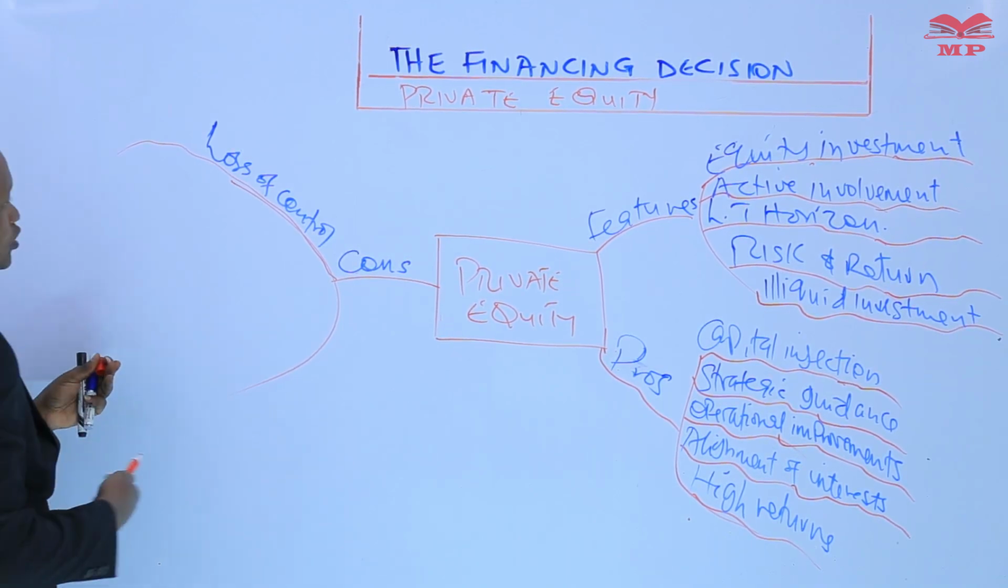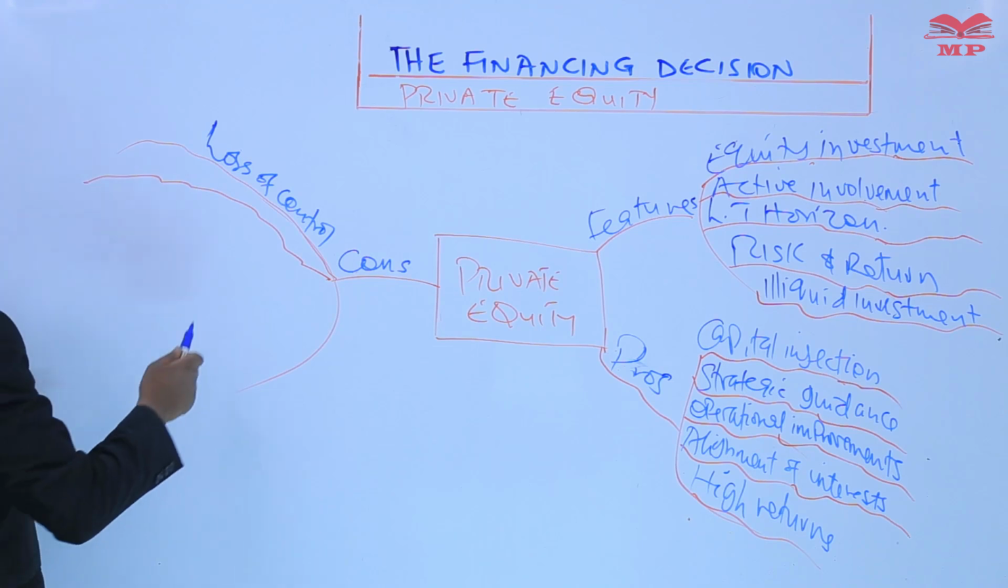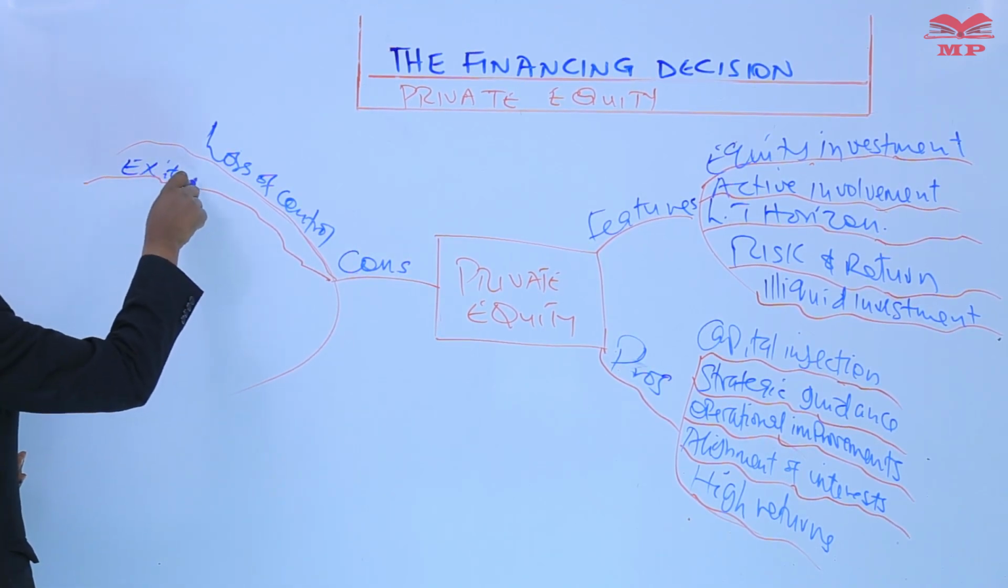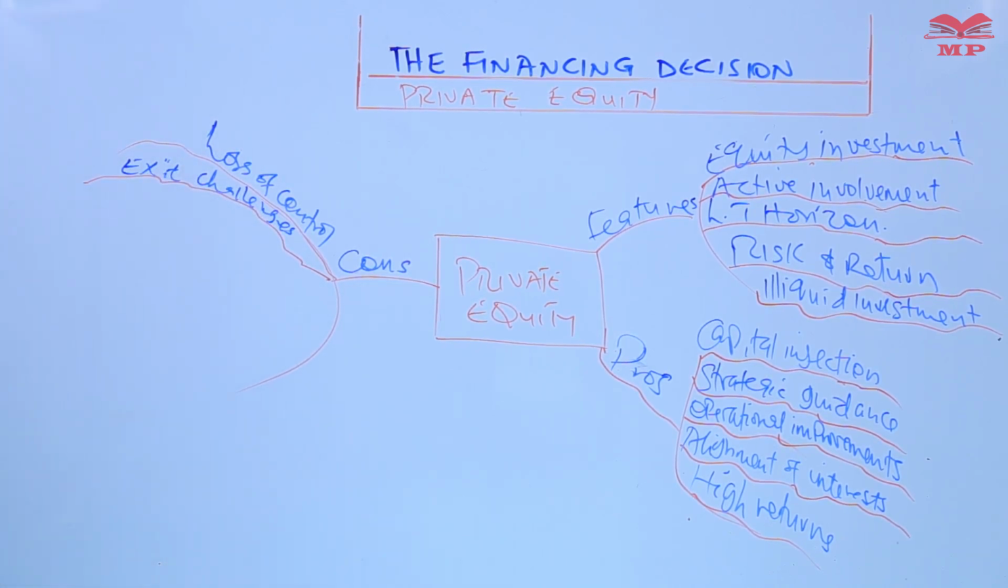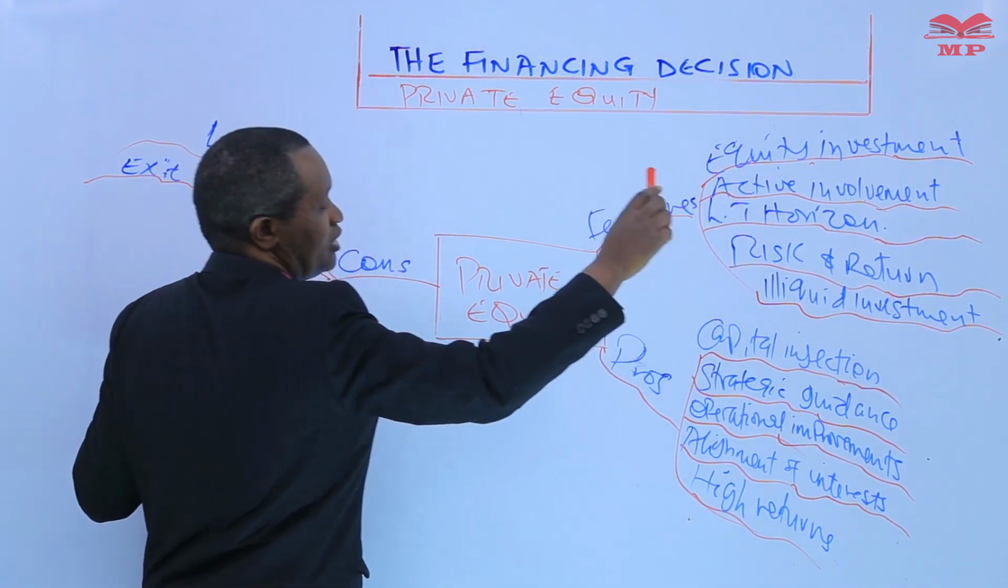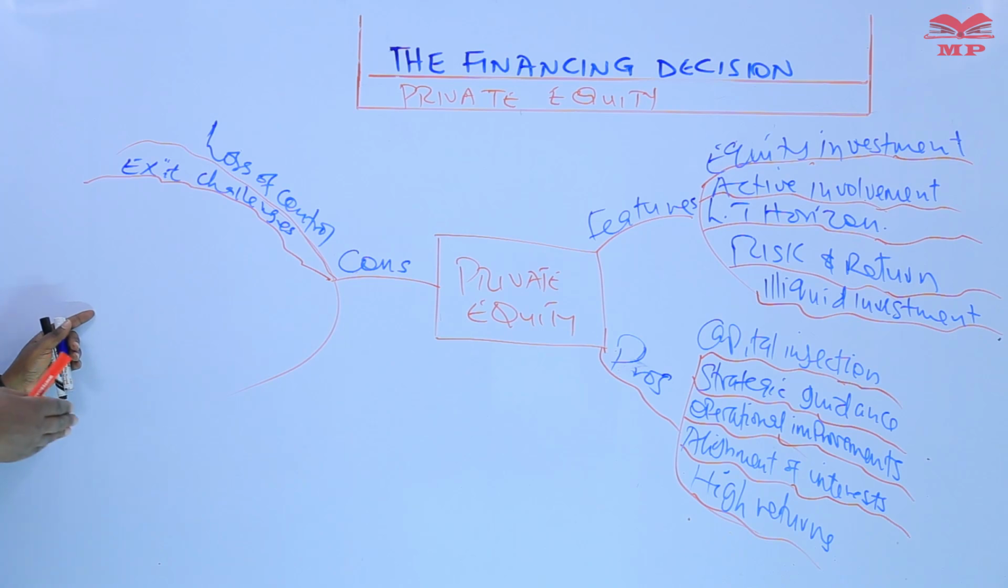There may also be exit challenges. Remember, we say that one feature of private equity is that it has a long-term horizon. Exiting a private equity investment can be challenging and may require specific market conditions, making it more difficult to realize returns within a desired time frame.